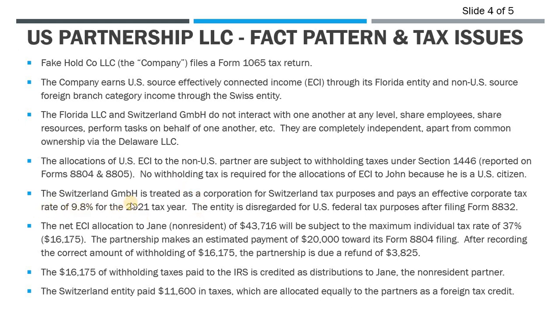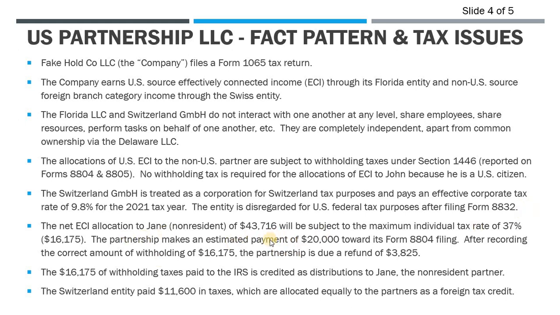All right. Now, the Swiss entity is, again, treated as a corporation for Swiss tax purposes. So it's paying corporate income taxes in Switzerland, right? So the effective tax rate that we'll have for 2021 is 9.8%. But again, remember, the entity is disregarded for federal tax purposes. And that's because after we formed the entity, we filed this 8832 election to make it a DRE.